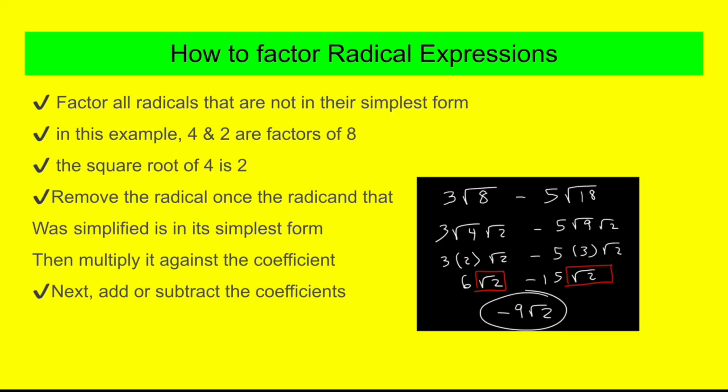How to factor radical expressions. Factor all radicals that are not in their simplest form. In this example, 4 and 2 are factors of 8. The square root of 4 is 2. Remove the radical once the radicand that was simplified is in its simplest form, then multiply it against the coefficient. Next, add or subtract the coefficients. You have 6 minus 15, which gives you negative 9.